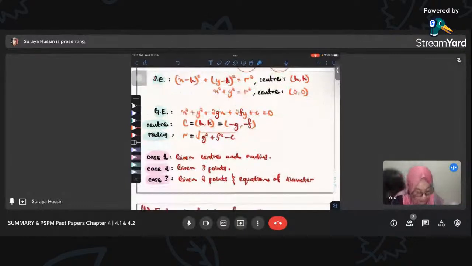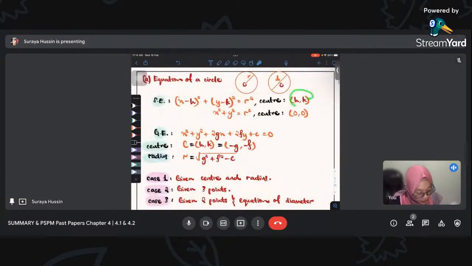Okay, apakah case-case yang perlu dipakai untuk equation of circle ni? Bila soalan minta find center, given to you center and radius. If let's say the question bagi center, bagi radius, itu paling senang lah. Saya paling suka yang ini. Sebab kalau kita dah ada center dan radius, dah sangat senang untuk jawab, untuk tulis dan cari equation of circle. It's very, very easy, right?